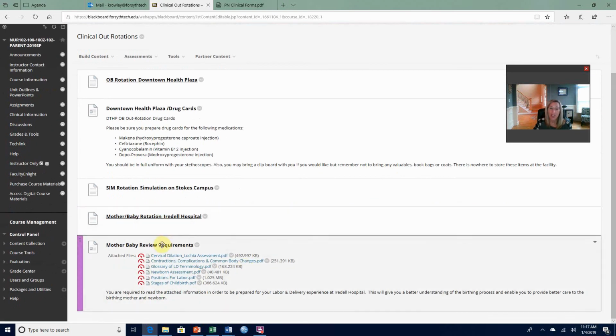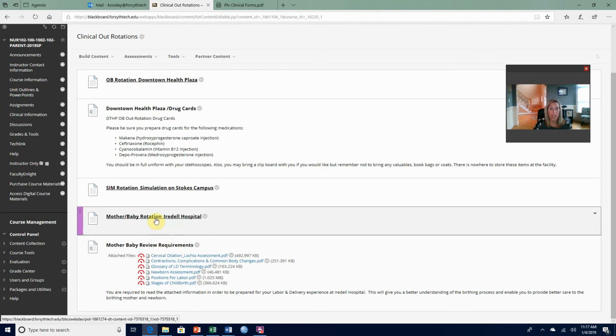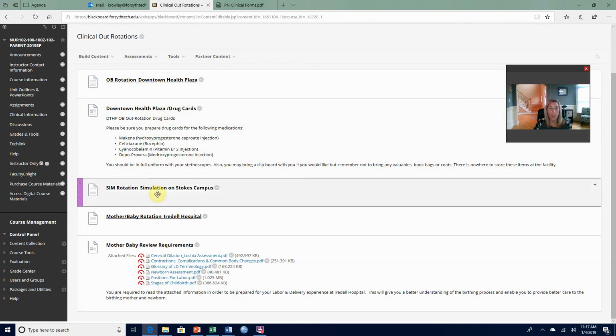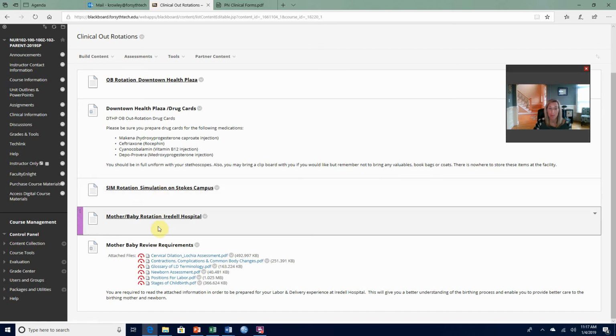Okay, I actually did want to go back in there just for a minute. So here we are. That was the OB rotation and their requirements for the OB rotation. There's the simulation schedule, and there's the mother-baby for Barbara. This year our students get an incredible opportunity to be on labor and delivery and experience that at Iredell Hospital. Iredell is a newer facility for us. We've had them within the past couple of years, and they love us and they love our students. Now they've given us this opportunity for our students to experience this.